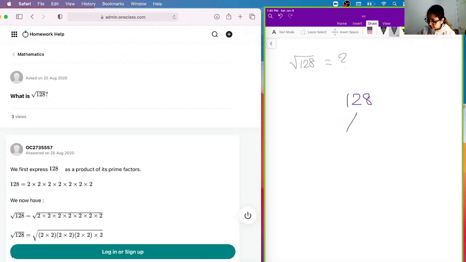So let's say 128 is divided by 8. So we have 8 and we have 16. We can further break down 8 and 16. Let's break down 8: you have 4 times 2. Further break down 4 and you have 2 times 2. We can break down 16: you have 4 times 4. Break this down, you have 2, 2, 2, and 2.